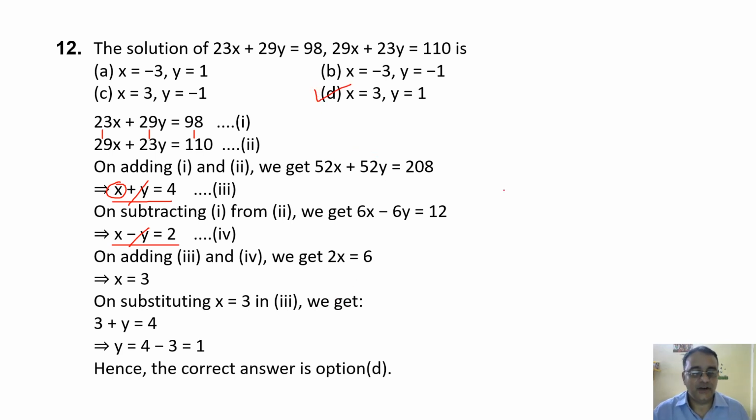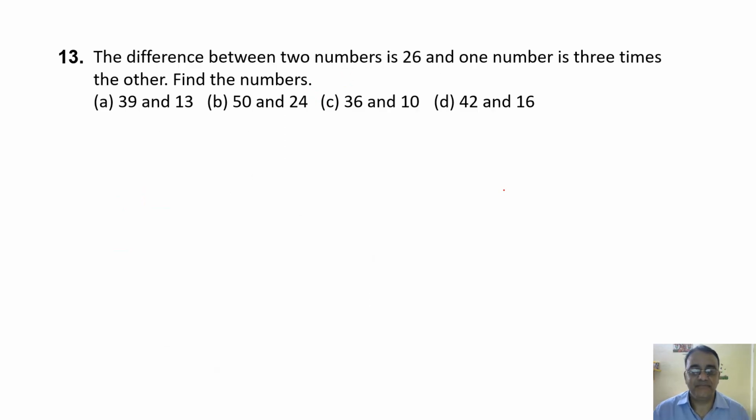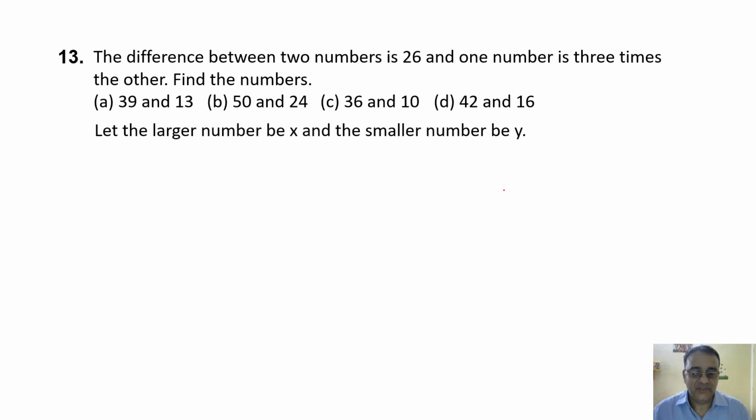Very good. Now we are moving toward question number 13. The difference between two numbers is 26 and one number is 3 times the other. Find the numbers. So one number is 3 times the other number, which means the first number is the large number and the second number is the small number. So let the larger number be x and the smaller number be y. Then the difference is given as 26. That is x minus y is 26 and x is equal to 3 times y. This is clear?